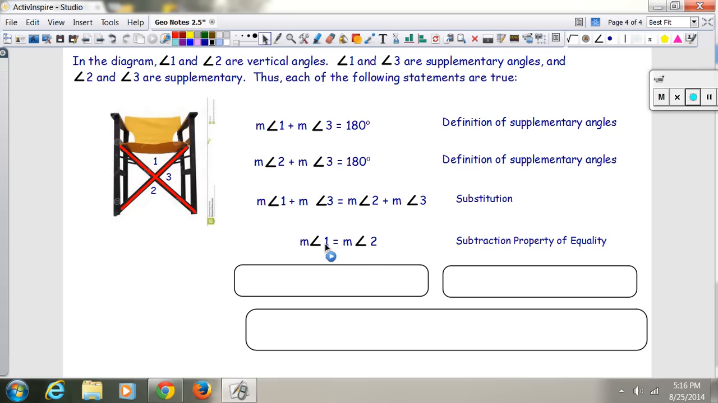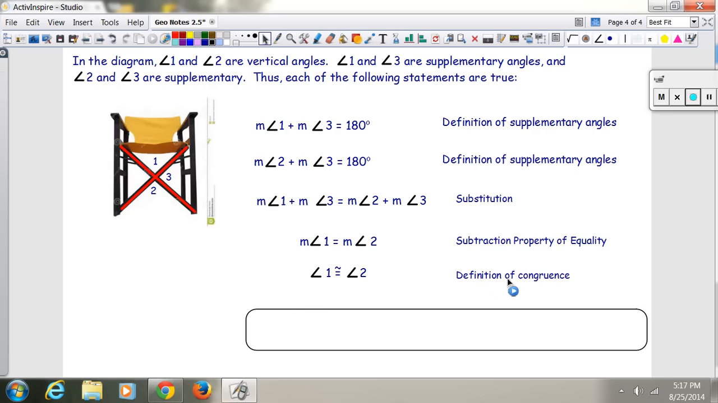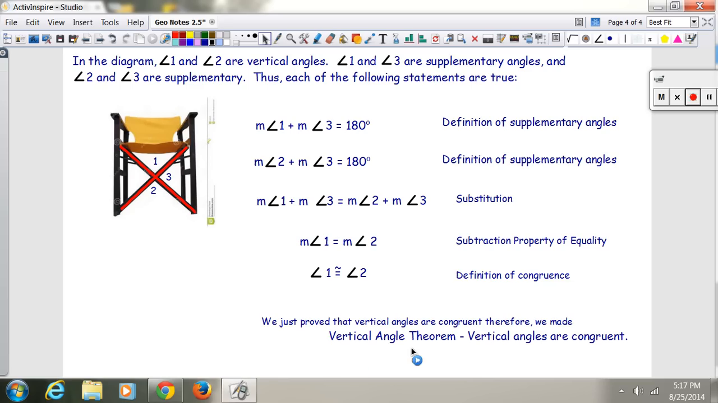The measures of 1 and 2 are equal. That means the degrees are equal. You could also say that the angles themselves are congruent. One could land right on top of the other and they would be congruent. And that's the definition of congruence. So we just proved that angle 1 and angle 2 are congruent to each other. Basically, we just proved that vertical angles are congruent. So we made what we call the vertical angle theorem. The vertical angle theorem tells us that all vertical angles are congruent, and we just proved that.